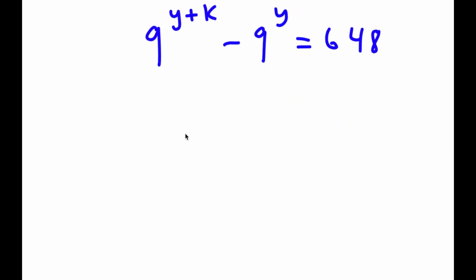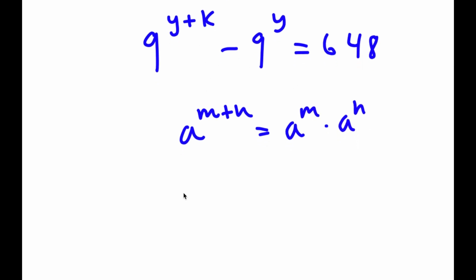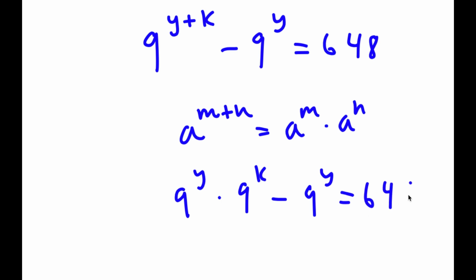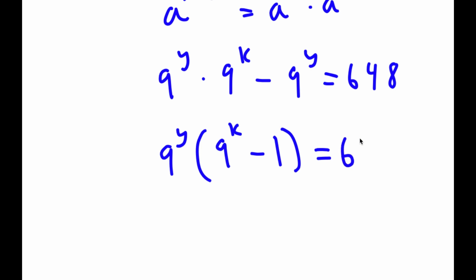Now if I have something in the form a to the power of m plus n, this is equal to a to the power of m times a to the power of n. So 9 to the power of y plus k is going to equal 9 to the power of y times 9 to the power of k. I have this minus 9 to the power of y is equal to 648. Now I'm going to factor out 9 to the power of y. So I get 9 to the power of y times 9 to the power of k minus 1 is equal to 648.